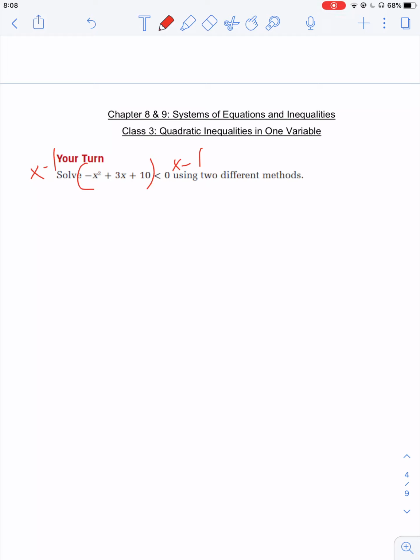I can do that, but in this case, be careful. Whenever you multiply an inequality by a negative number, you have to distribute the -1 inside. When you do that, you're going to get x squared minus 3x minus 10. But whenever you multiply by a negative number, you need to switch your inequality. The sign flips. And 0 times -1 is still 0.